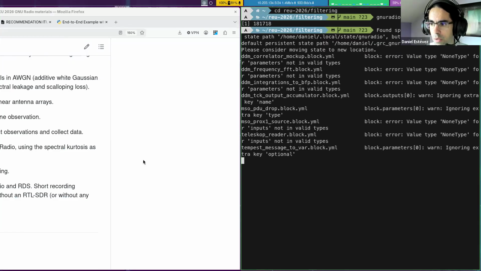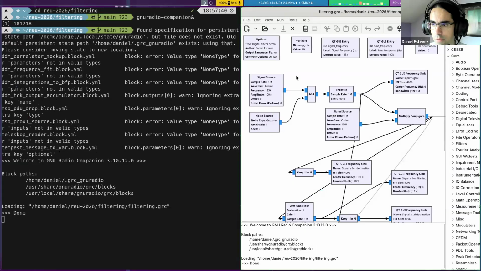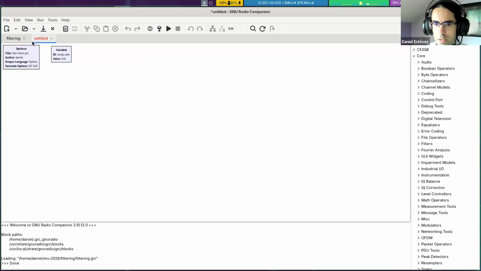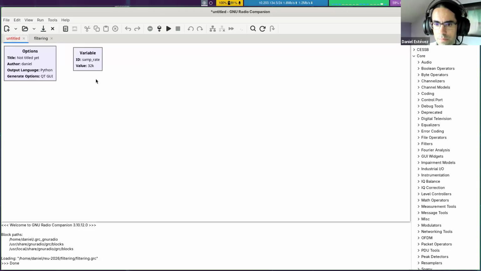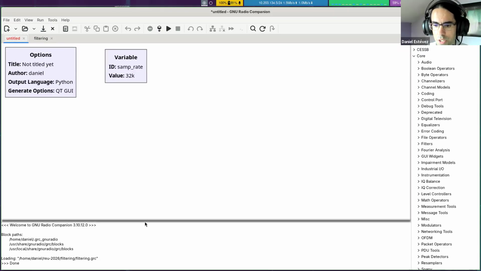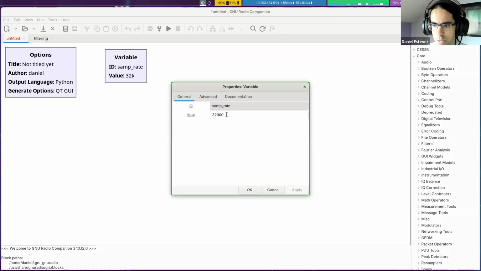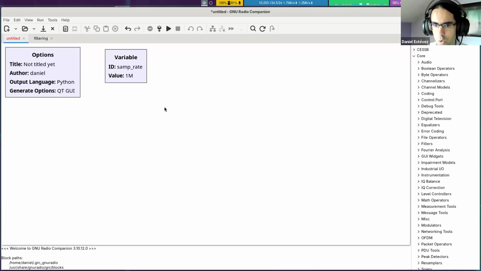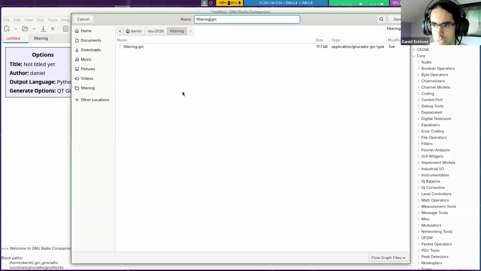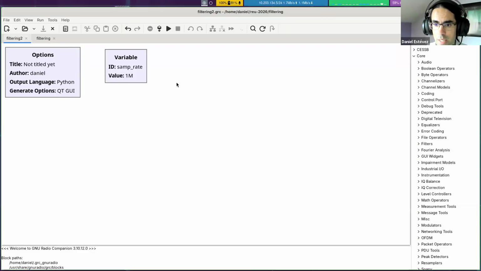I'm going to open GNU Radio Companion, and this I'm going to make from scratch. I actually have it here, but I'll begin from scratch. So I'm going to set the sample rate to 1 megasamples per second. That's 1 megahertz spectrum. It isn't critical. We could use anything. This is going to be a simulation, but I like just 1 megahertz. It's not too large, not too small.